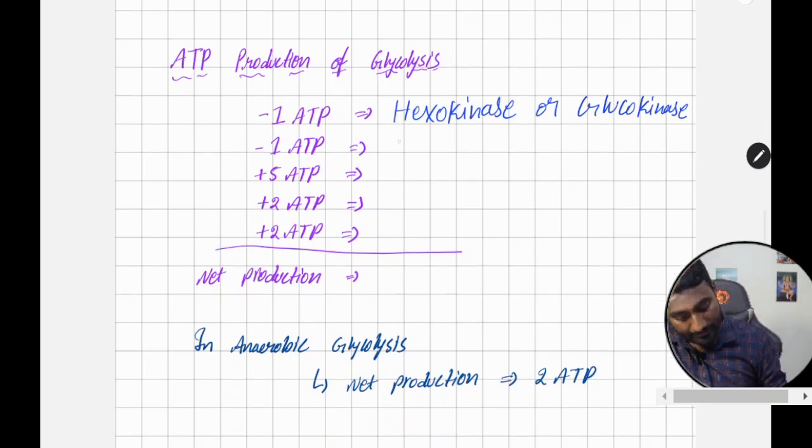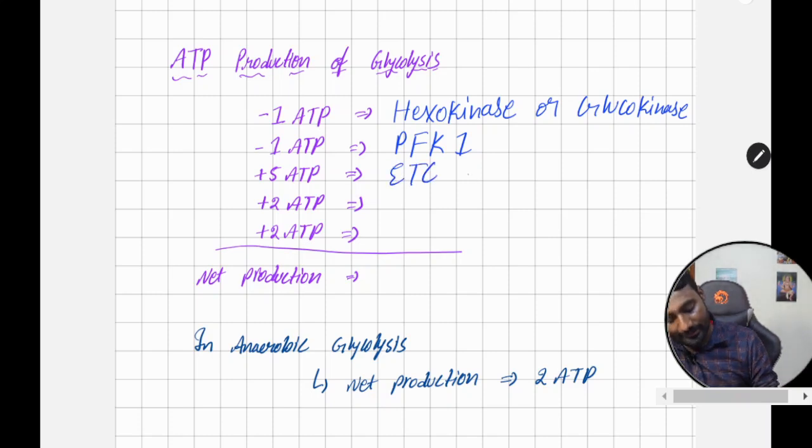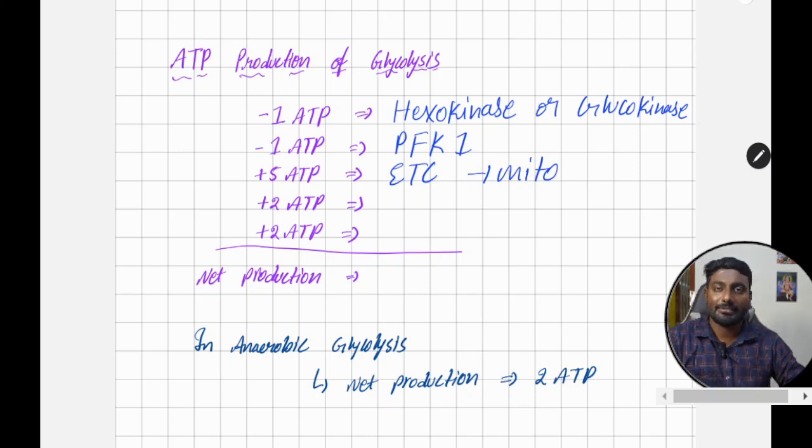And one ATP is utilized at, recall students, yes, phosphofructokinase 1. And if the two NADH plus H plus which are formed enter the ETC via mitochondria, each NADH will produce 2.5 ATP, so in total how many will be formed? 5 ATPs will be formed.